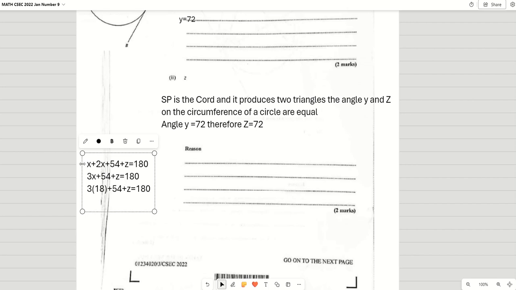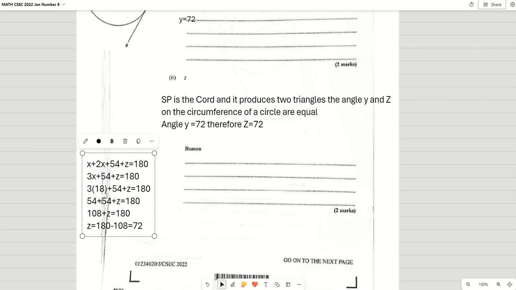3 by 18 is equal to 54. So that's 54 plus 54 plus Z is equal to 180. Alright, so 54 and 54 is 108 plus Z is equal to 180. So Z would be equal to 180 minus 108, which is equal to 72.